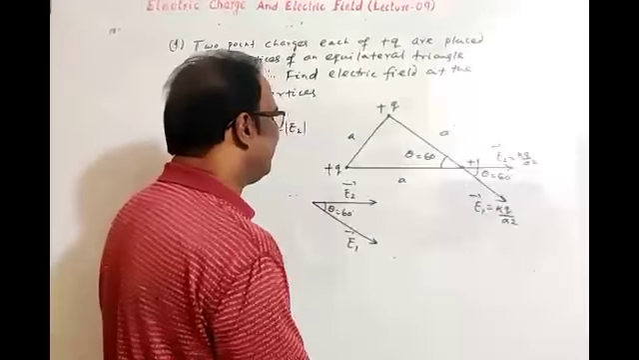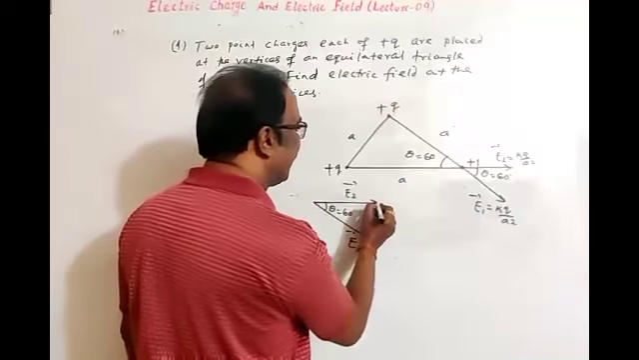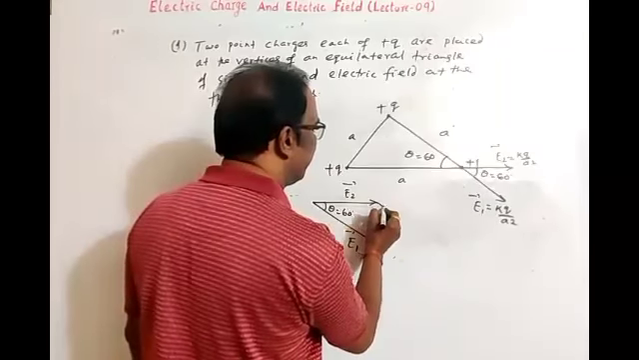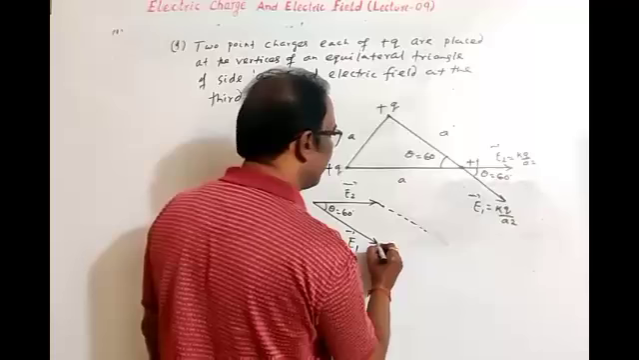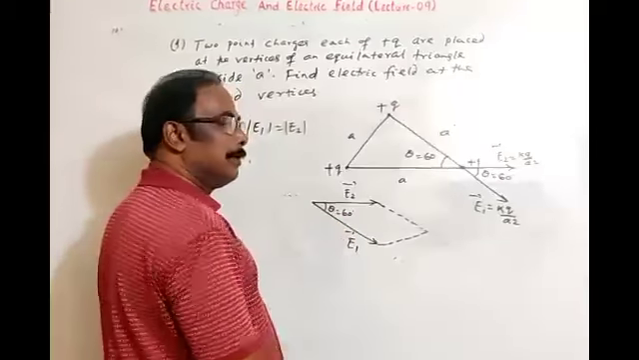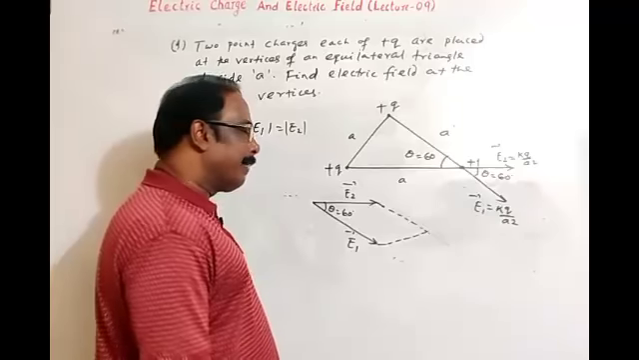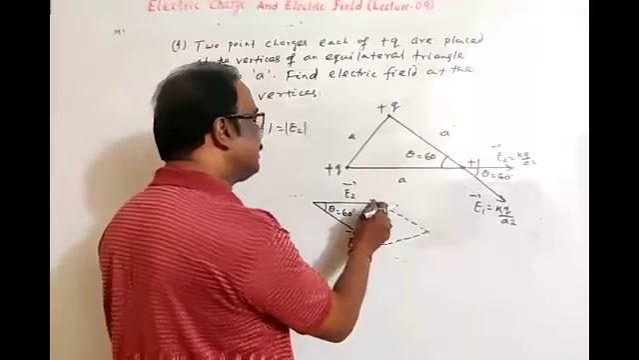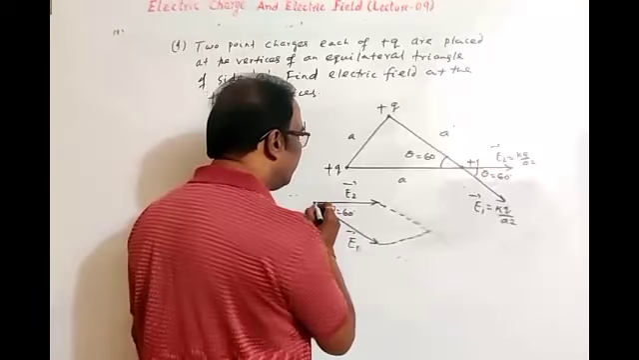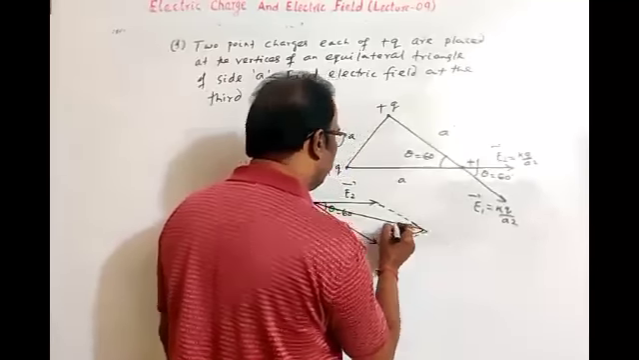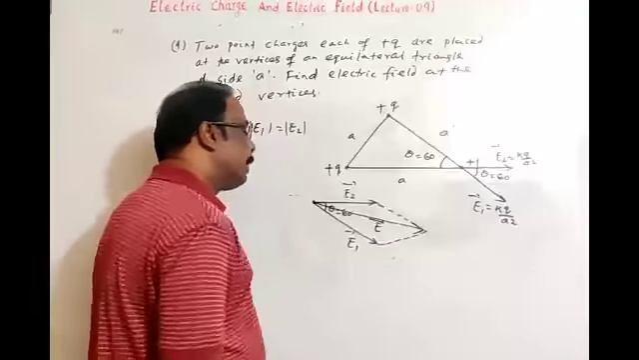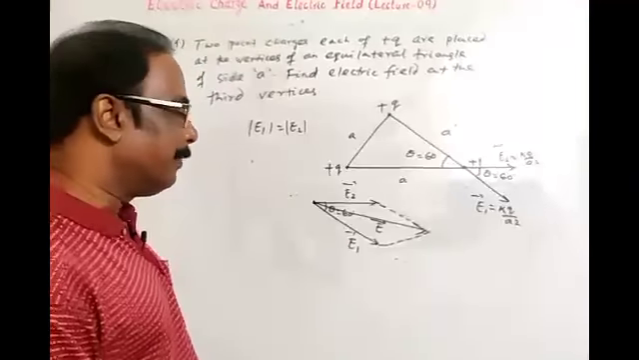To get the resultant field intensity, let's follow the parallelogram law of vector addition. Now let's complete the parallelogram. These 2 vectors are components. As per the parallelogram law of vector addition, if 2 vectors can be represented in magnitude and direction by the 2 adjacent sides of a parallelogram, then the diagonal of the parallelogram passing through the intersection of the vectors represents the magnitude and direction of the resultant field intensity.